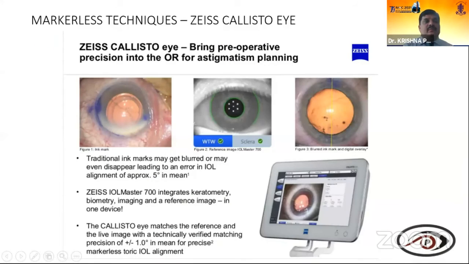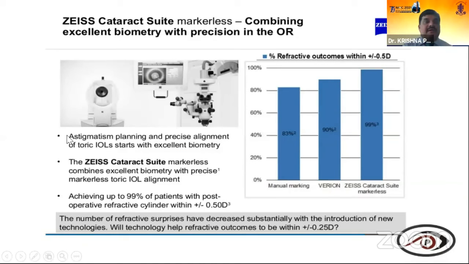See, a few words about the Zeiss Callisto system. I think this is the one system where everything can be incorporated. Basically the Callisto Eye matches the reference and the eye image with a technically verified matching precision of plus or minus 1 degree in mean for precise markerless toric IOL implantation. To do that, you need to have an IOL Master 700 also. There's something called the Zeiss cataract suite. It has the IOL Master 700, then a Lumera microscope, then the Callisto Eye.